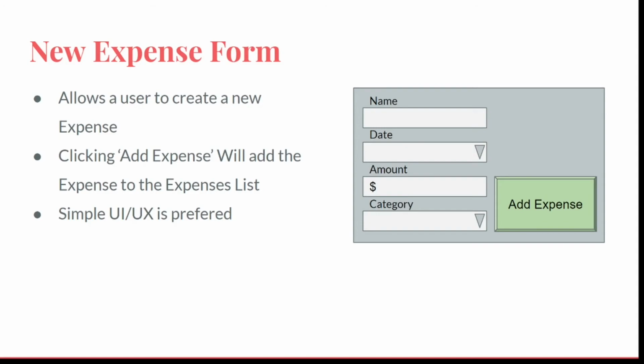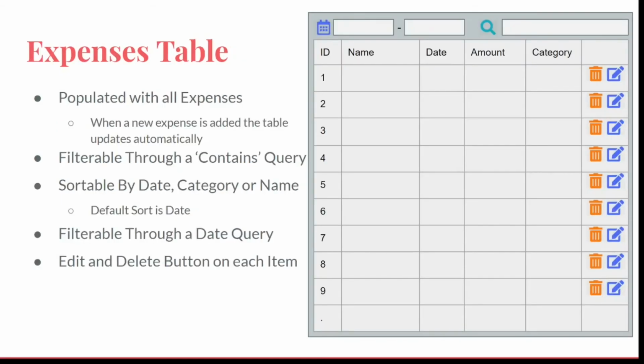For adding new expenses, I want a nice simple form that allows a user to just input their information and add their expense. The harder it is to add an expense to a budget, the less likely you are to fill out your budget every month or whenever you make a purchase. So I want this to be nice and simple. So here I just put a name, a date, an amount, a category, and the button should be nice and big so you can just move your mouse over and click on it nice and easily.